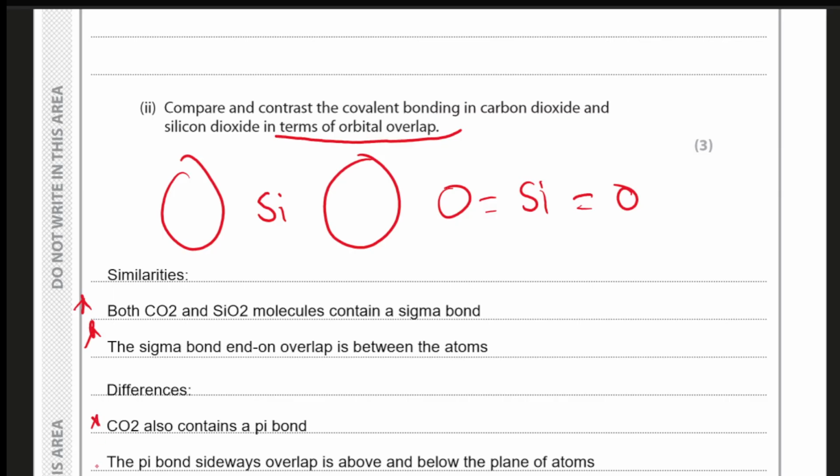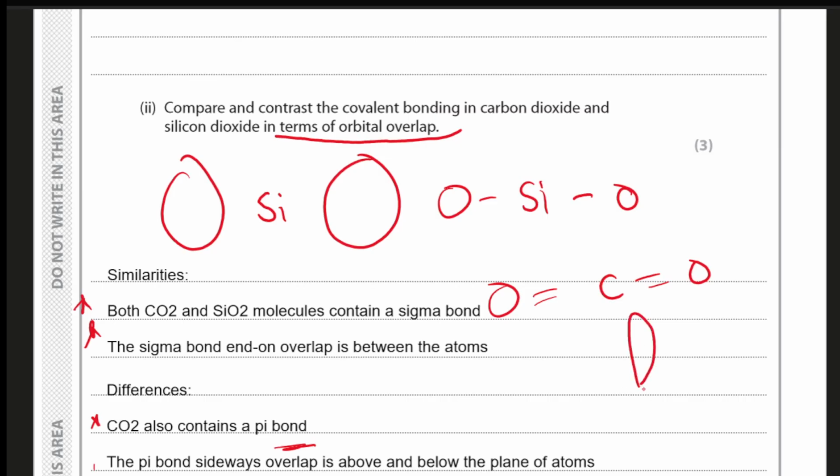Now the difference is that carbon dioxide also contains a pi bond. That's right. The difference is pretty simple. Sorry, one minute, I forgot to mention, I think I made a mistake. Actually, silicon dioxide does not contain any pi bond. It just contains a sigma bond. Yes, in case of carbon dioxide, it does, because we get two double bonds between carbon and oxygen. So obviously, a sigma and a pi bond will be present.